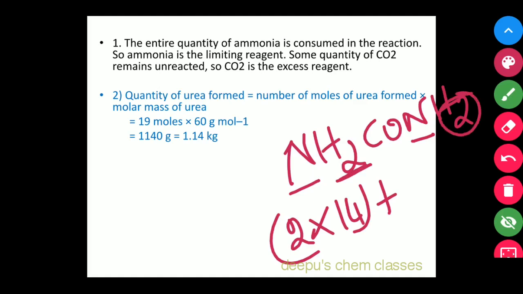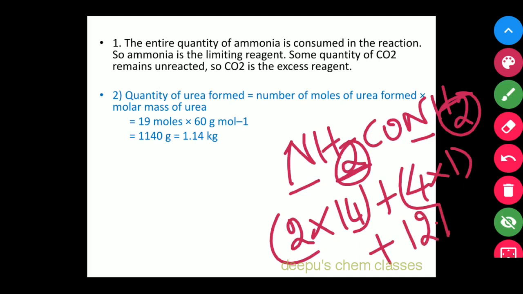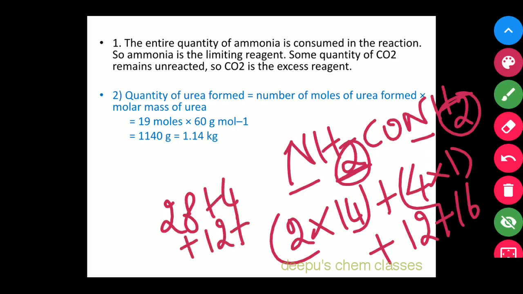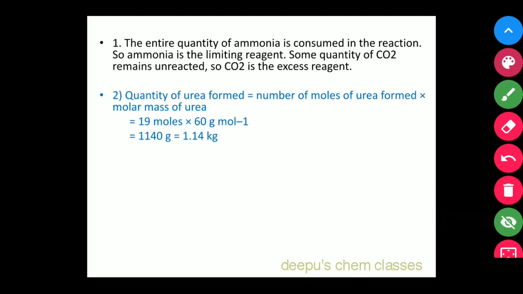Here, totally 4 hydrogen atoms are present, so 4 into 1 is 4. Then for carbon it is 12. We have only one oxygen atom, it is 16. So if you calculate this, you get 2 into 14, 28, plus 4, plus 12, plus 16. How much do you get? 12 plus 16 is 28. 28 plus 4 is 32. 32 plus 28 is 60. So totally we are getting 60 gram per mole. That is the molar mass of urea.